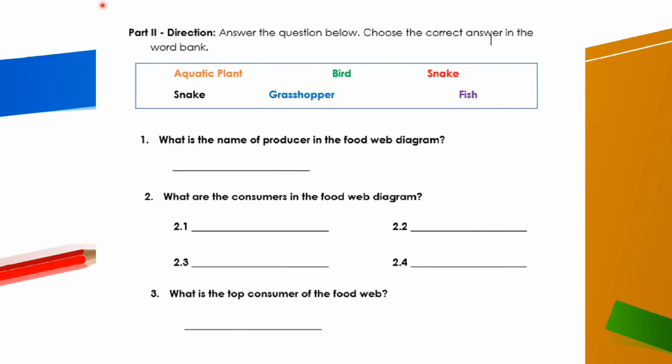For part 2, we have to answer the questions below and choose the correct answer in the word bank. We have aquatic plant, snake, bird, grasshopper, and fish. What is the name of the producer in the food web diagram? Number 2, what are the consumers in the food web diagram? We have 4 answers. And lastly, what is the top consumer of the food web? When you say top, it is the last or the tertiary consumer.